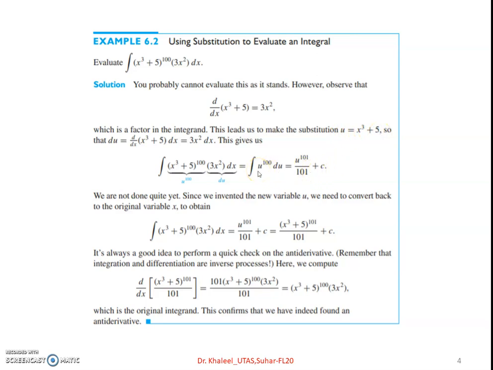This is easily integrable because it is a power function: u to the power 101 divided by 101. But your question was given in x dx and you converted into u, then integrated, so you have to convert back to x. So u to the power 101 divided by 101 plus c is x cube plus 5 to the power 101 divided by 101 plus c. This is the answer.